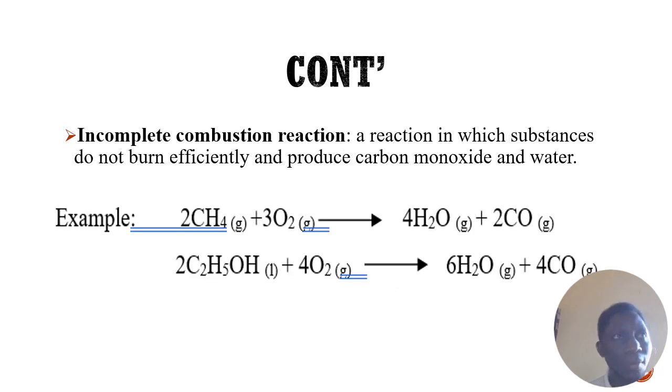Incomplete combustion reaction. This is a reaction in which substances do not burn efficiently and produce carbon monoxide and water. The oxygen in this type of incomplete is insufficient, is not enough. And then our product is water and carbon monoxide. For example, methane gas with oxygen which is insufficient produce water and carbon monoxide. Ethanol with oxygen produce water and carbon monoxide.